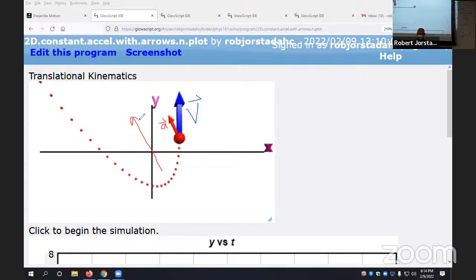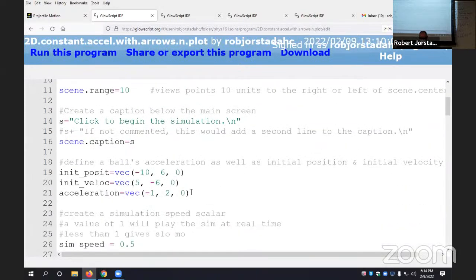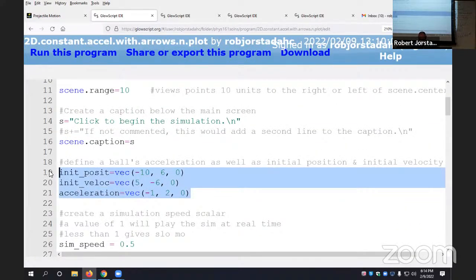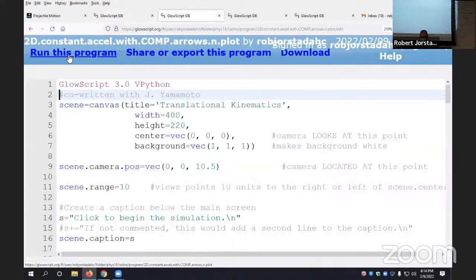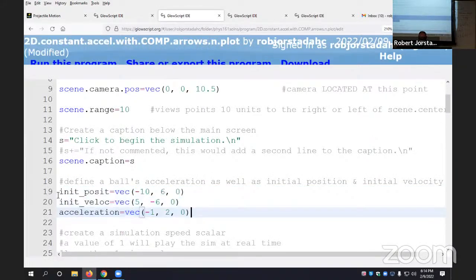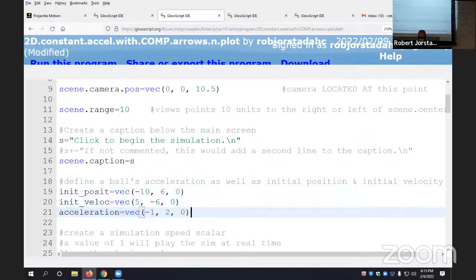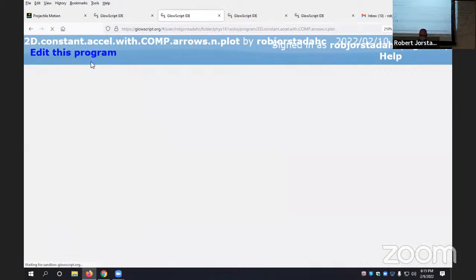This looks really complicated, doesn't it? I wish we could see this with components. Now, first I got to edit this program and read something really quick. Just in case I don't have the same parameters here. Aha, they were slightly different. Did you see that? Okay, so now I'm going to run this one.